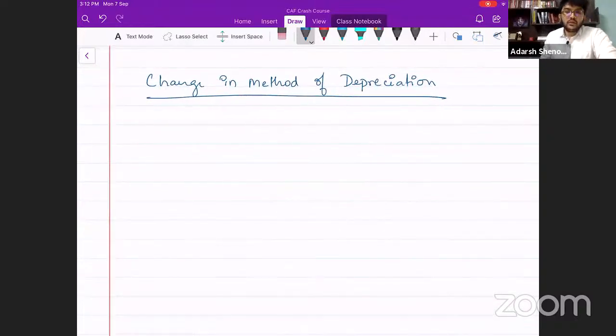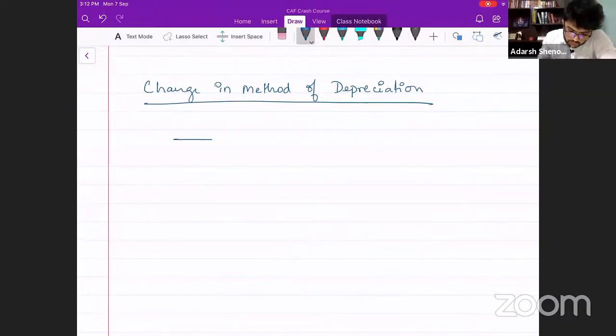Yes. Now, what do you mean by change in method of depreciation? Change in method of depreciation means we've been following one particular method for a few years and then we shift over to some other method. For example, I was following the SLM method for the first 3 years, let us say. Then from the SLM method, I'm going to shift to the WDV method.